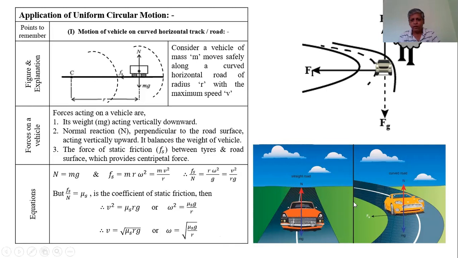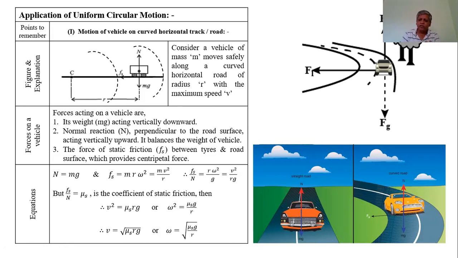But when a vehicle moves along a curved horizontal road, the forces acting on the vehicle are its weight, acting vertically downward, and its normal reaction. According to Newton's third law, action and reaction are equal but in opposite directions. This is the normal reaction force due to the road surface.